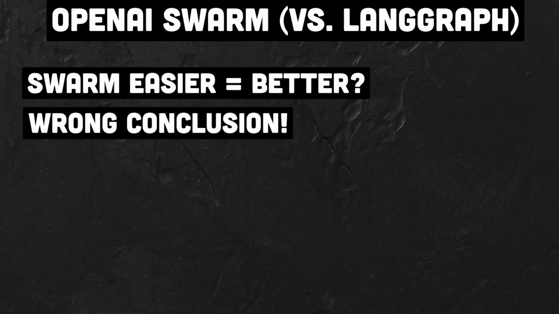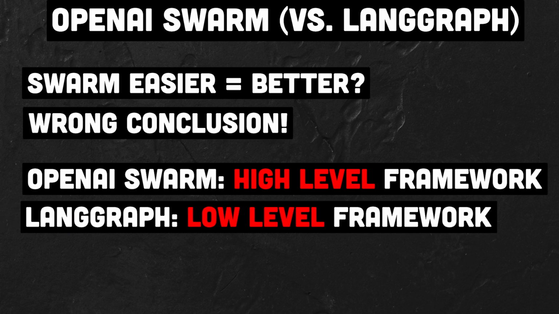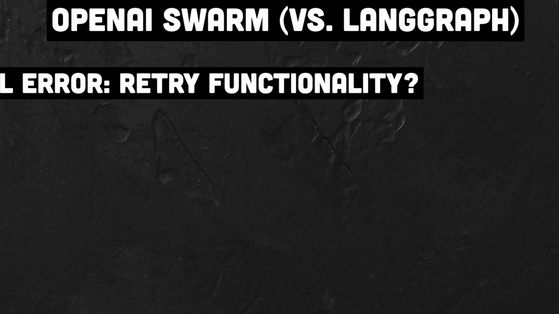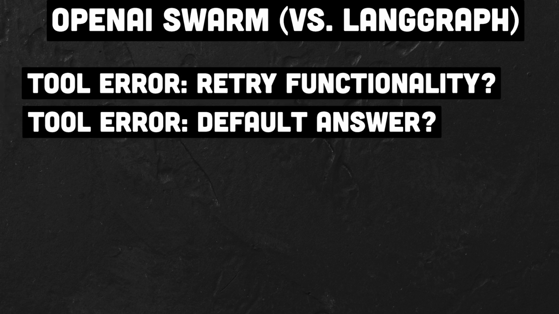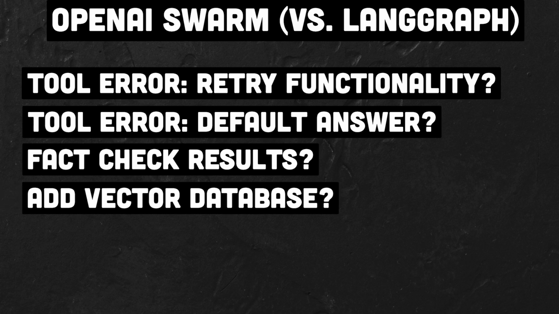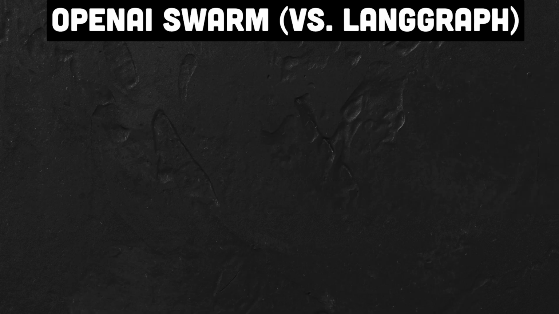OpenAI Swarm falls into what we call a high-level framework, which is easy to set up, but it offers far less control over the agent's behavior. What if a tool produces an error? Do you want to retry the tool, set a default after 3 retries, fact check the results, maybe work with a vector database? All of this is not so easy to do with Swarm, and this is where high-level frameworks like OpenAI Swarm struggle. On the other hand, this is where low-level frameworks like LangGraph shine.